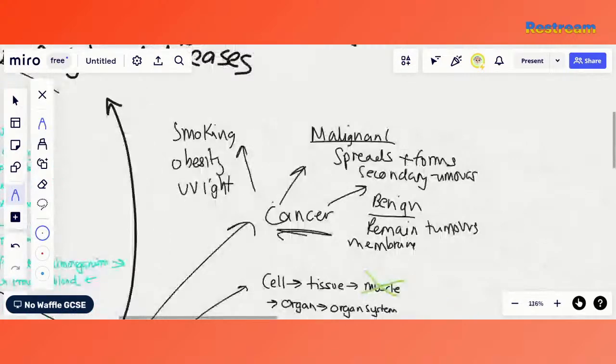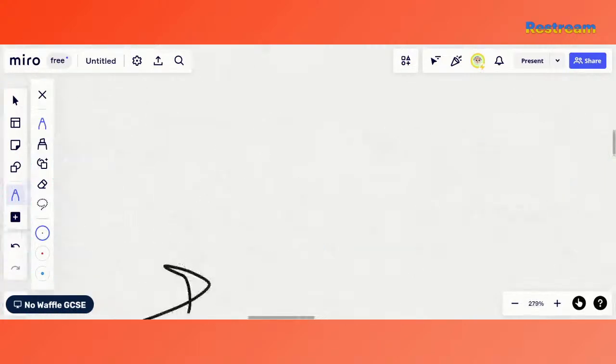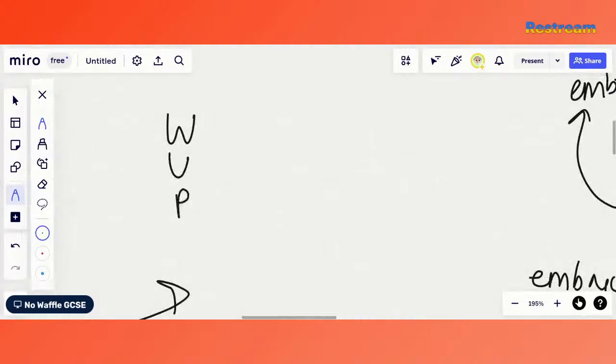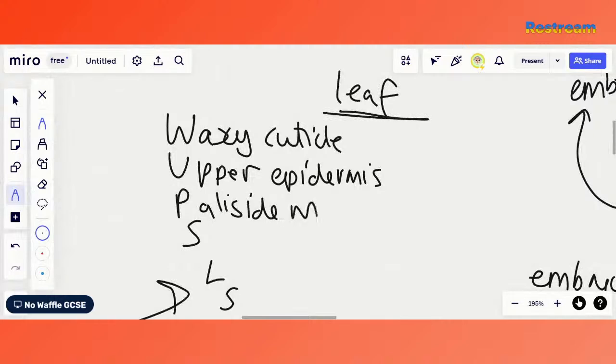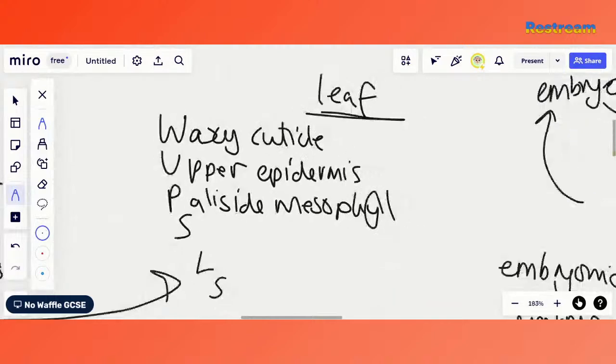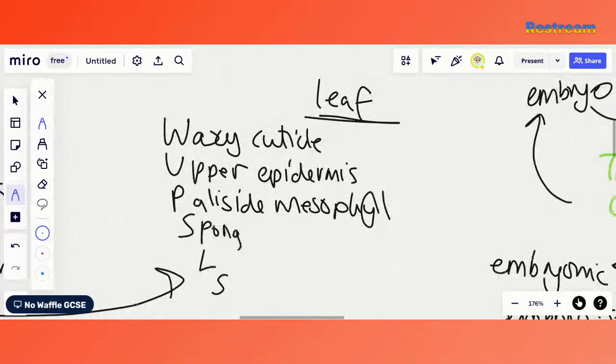And finally, we're going to just talk about plant tissue. So in a leaf, there are the following tissues. So there's the waxy cuticle, the upper epidermis. Let me just write leaf structure. The palisade mesophyll layer. I would use a mnemonic to help remember this. I use a mnemonic Wupsels. The spongy mesophyll layer. The lower epidermis. And the stomata.